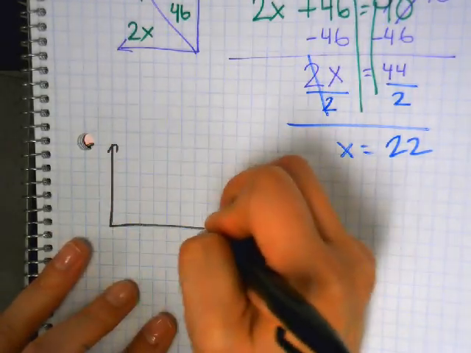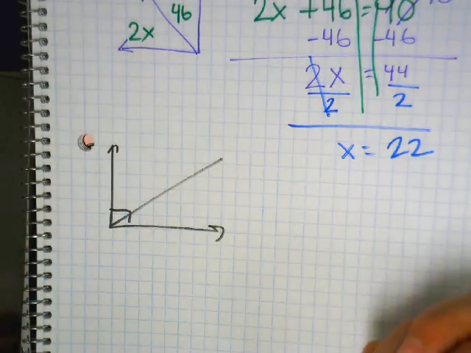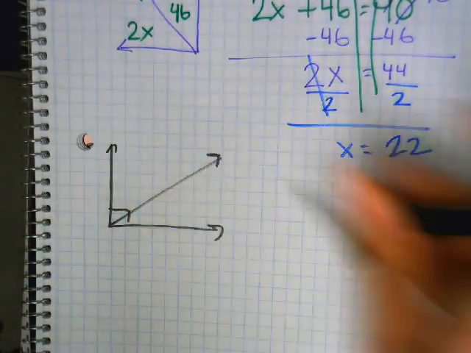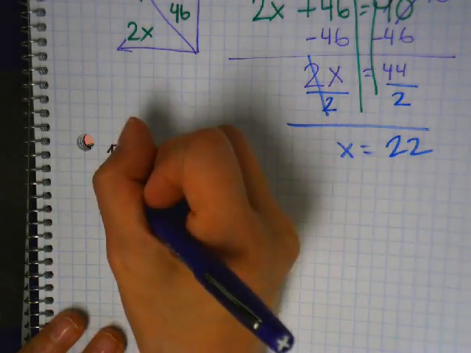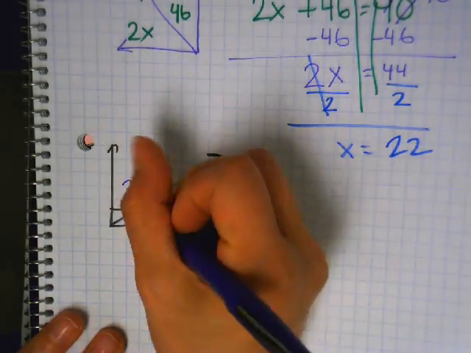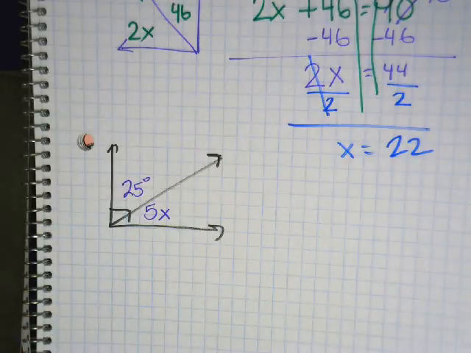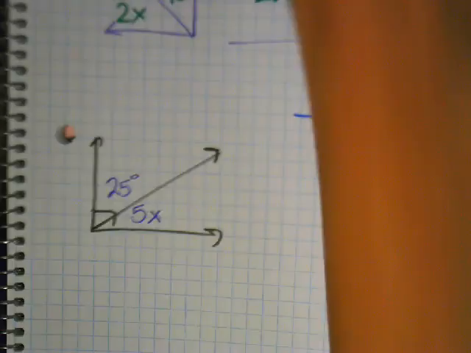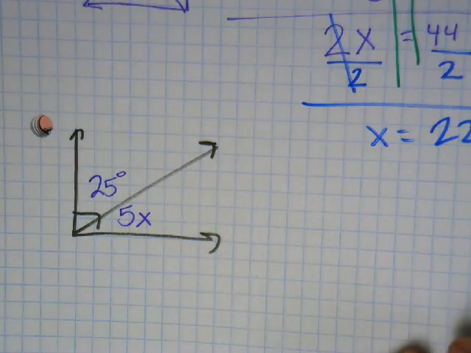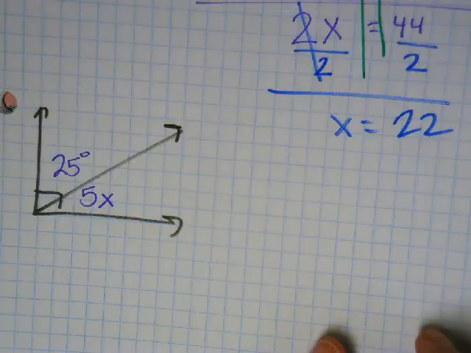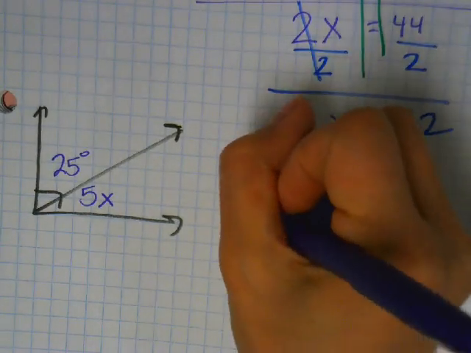All right. Complementary. 2 angles that equal 90 degrees. 25 and 5x. Okay, what equation do I write down? 5x plus 25 equals 90.